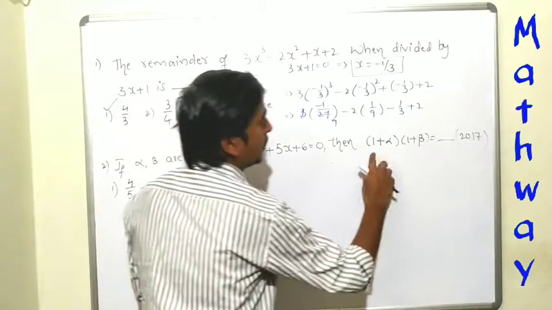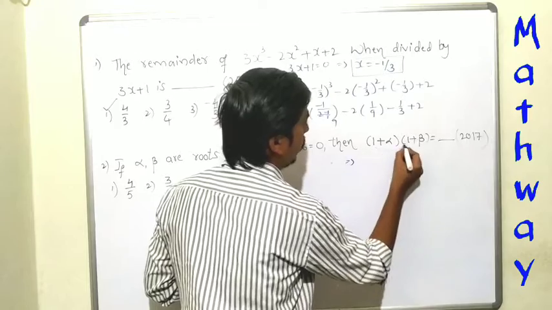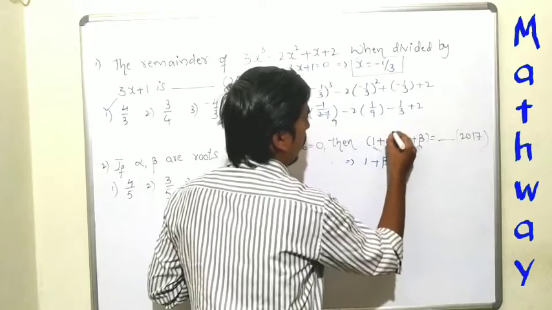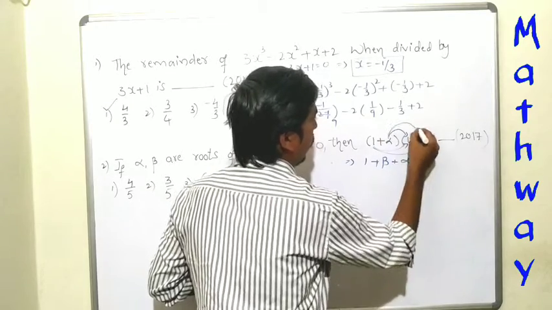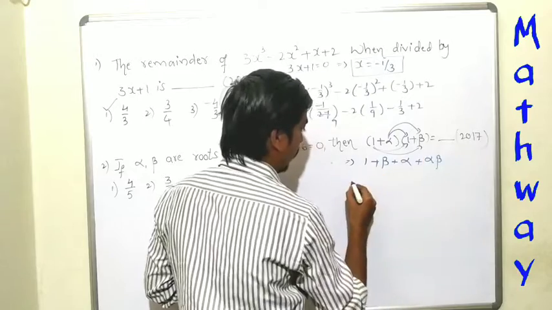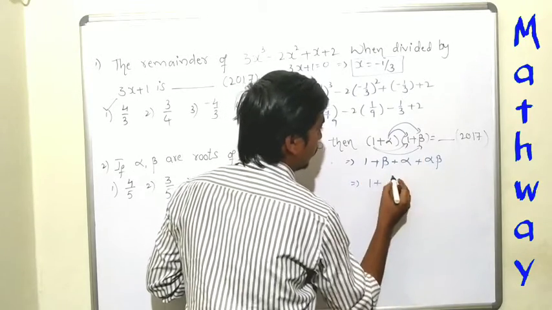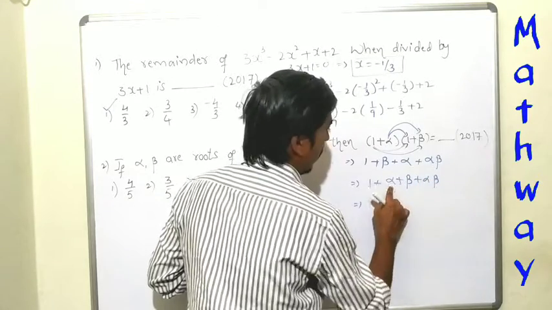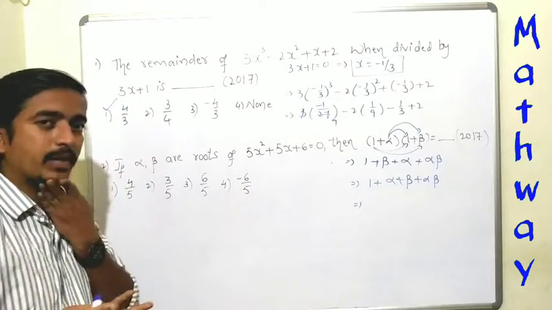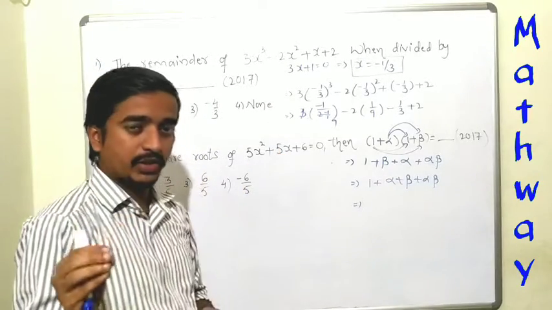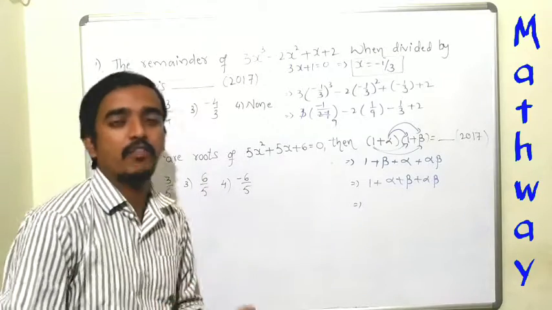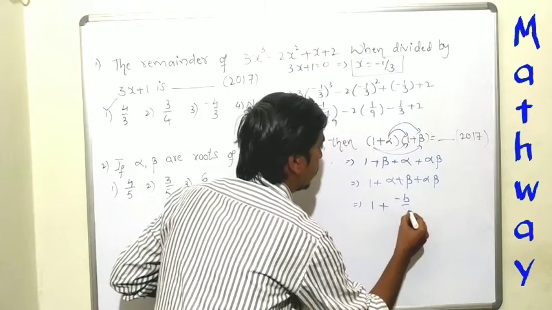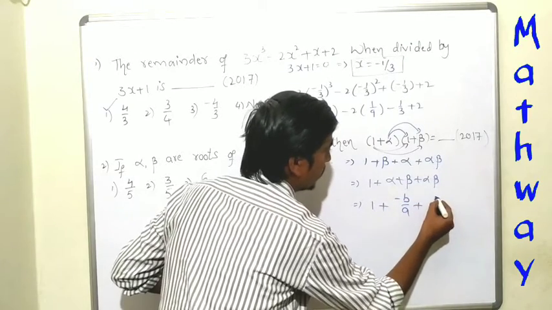What I am doing here is just multiplying these terms. 1 into 1 is 1, plus 1 into beta is beta, plus alpha into 1 is alpha, plus alpha into beta is alpha beta. So I am writing 1 plus alpha plus beta plus alpha beta. Alpha plus beta means the sum of the zeros. What is the relation between the zeros and the coefficients? For the quadratic polynomial, the sum of the zeros alpha plus beta equals minus b by a, and alpha beta is c by a.